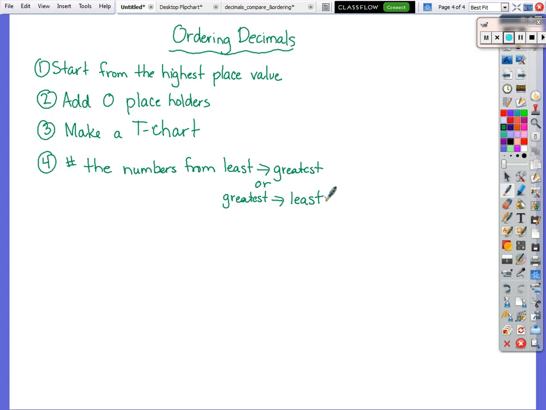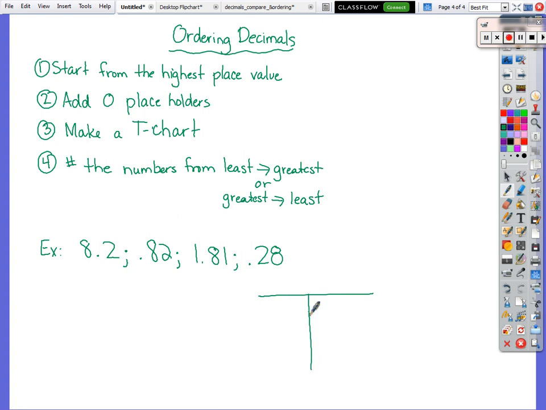So for my example, let's say I have 8 2/10, 82 hundredths. I'm going to put these as colons so we don't get confused, because sometimes when we make commas, they look like periods. Okay, so there's my numbers that I want to put in order. So I'm going to make my t-chart.